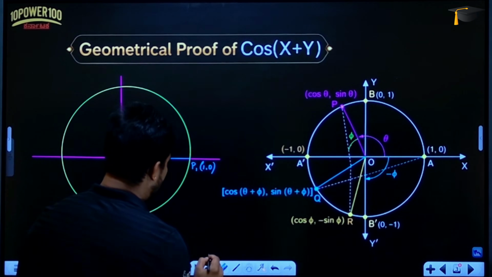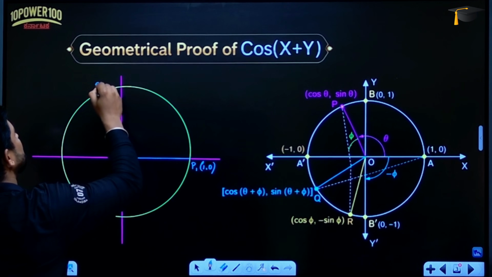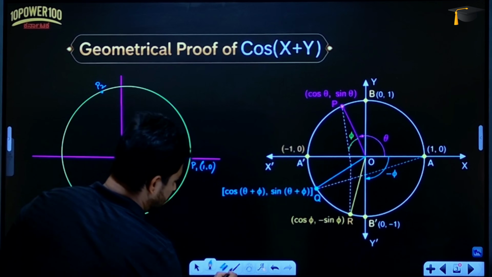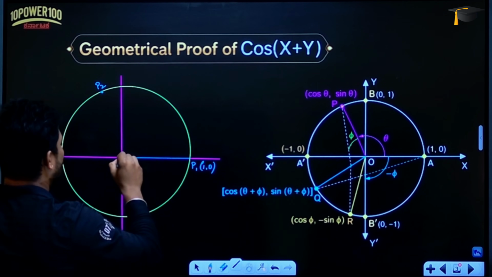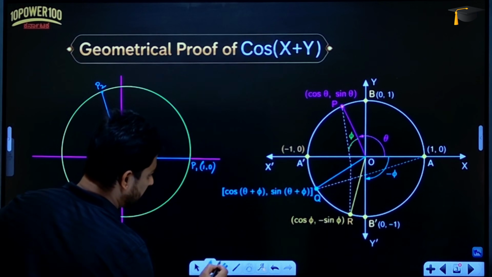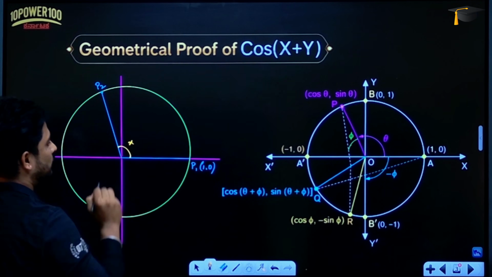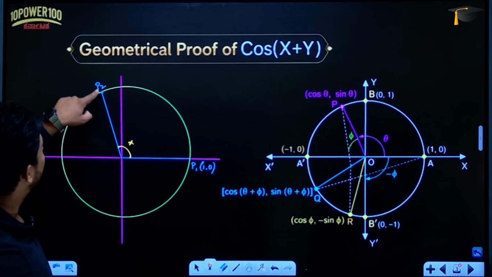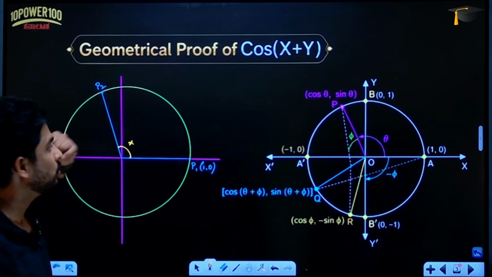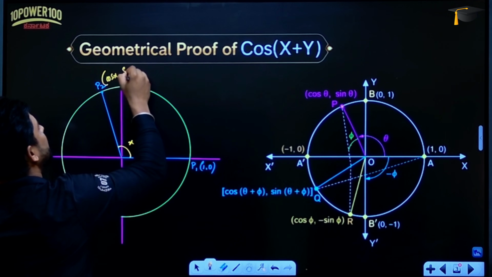Now the second point, I'll consider in the second quadrant. This is our point 2, with respect to the origin. The angle formed here, let's take as angle x. Remember, the coordinates of point 2 will always be cos x, sin x.